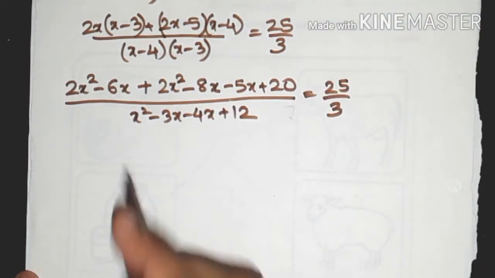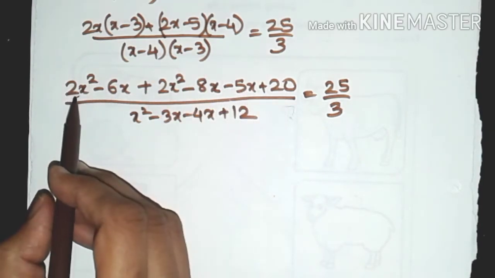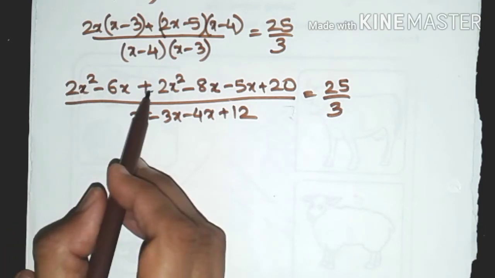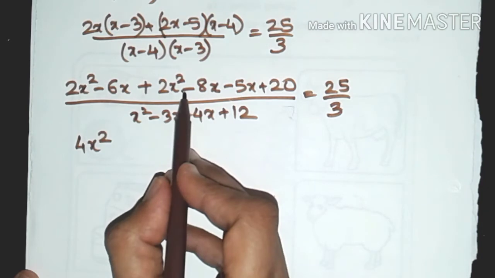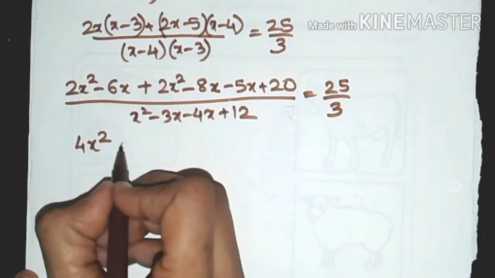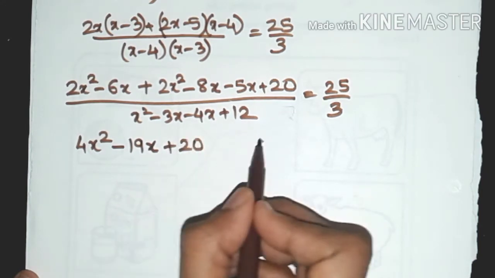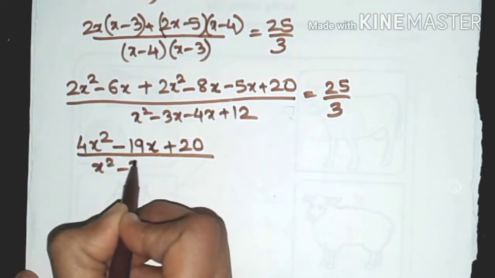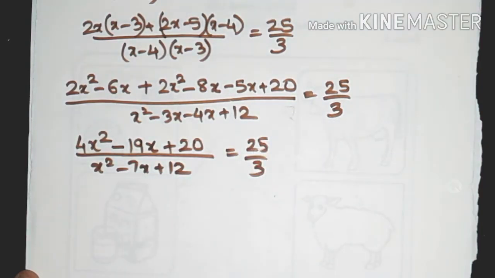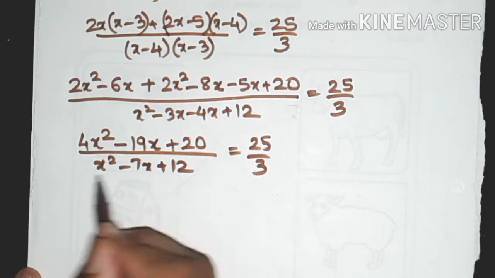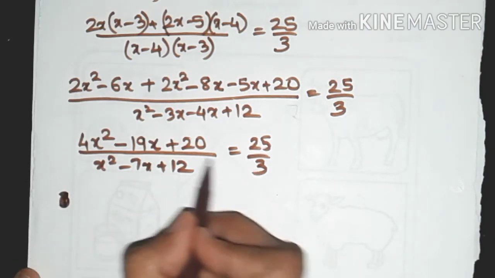Now what is the next step? Let's try to simplify the numerator, is it not? So what can I combine? 2x square, 4x square, minus 6, minus 8, minus 5. So I will get 19x, and here is plus 20 divided by. So what is the next step, you tell me? Yes, you have to again cross multiply. So I'll get 3. So let me do it directly.